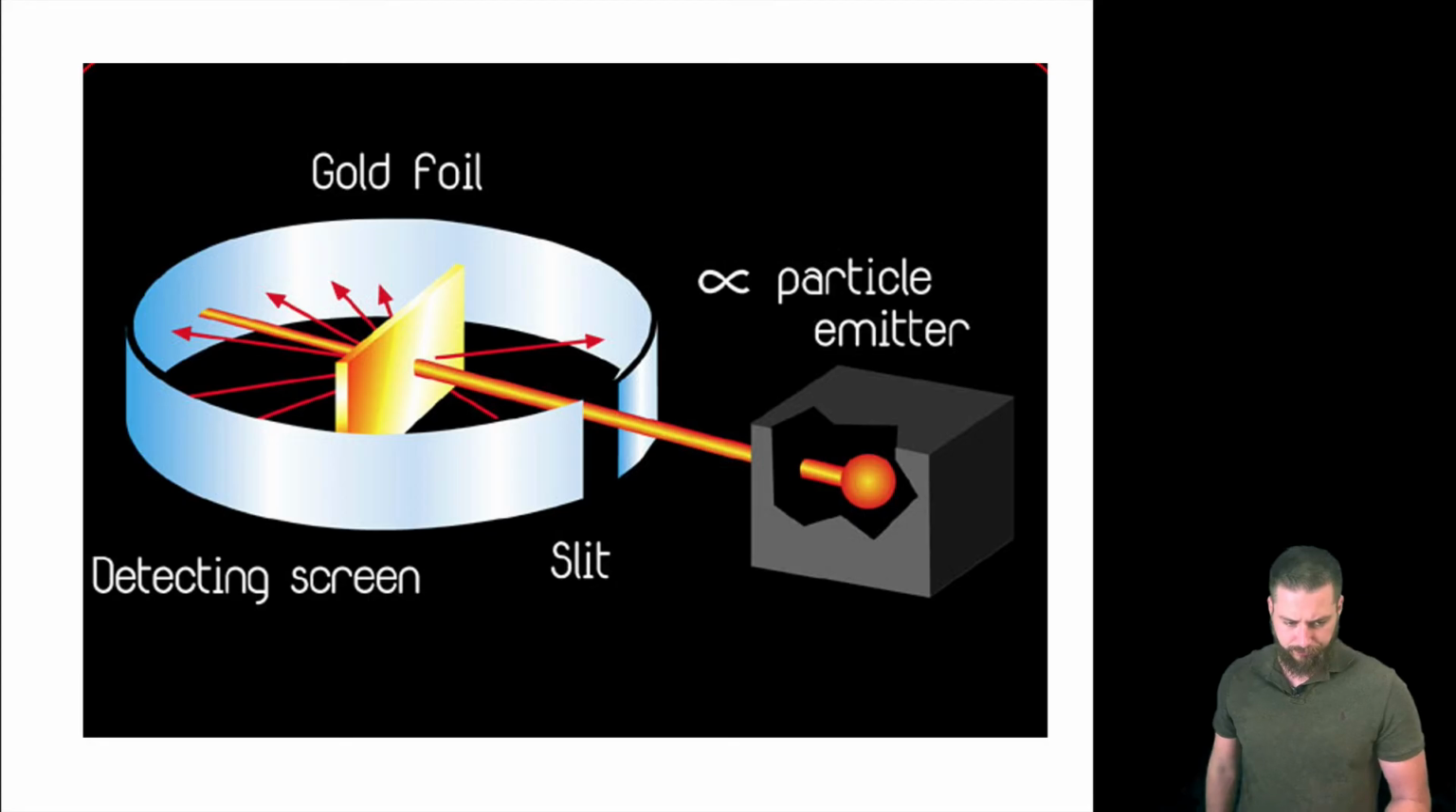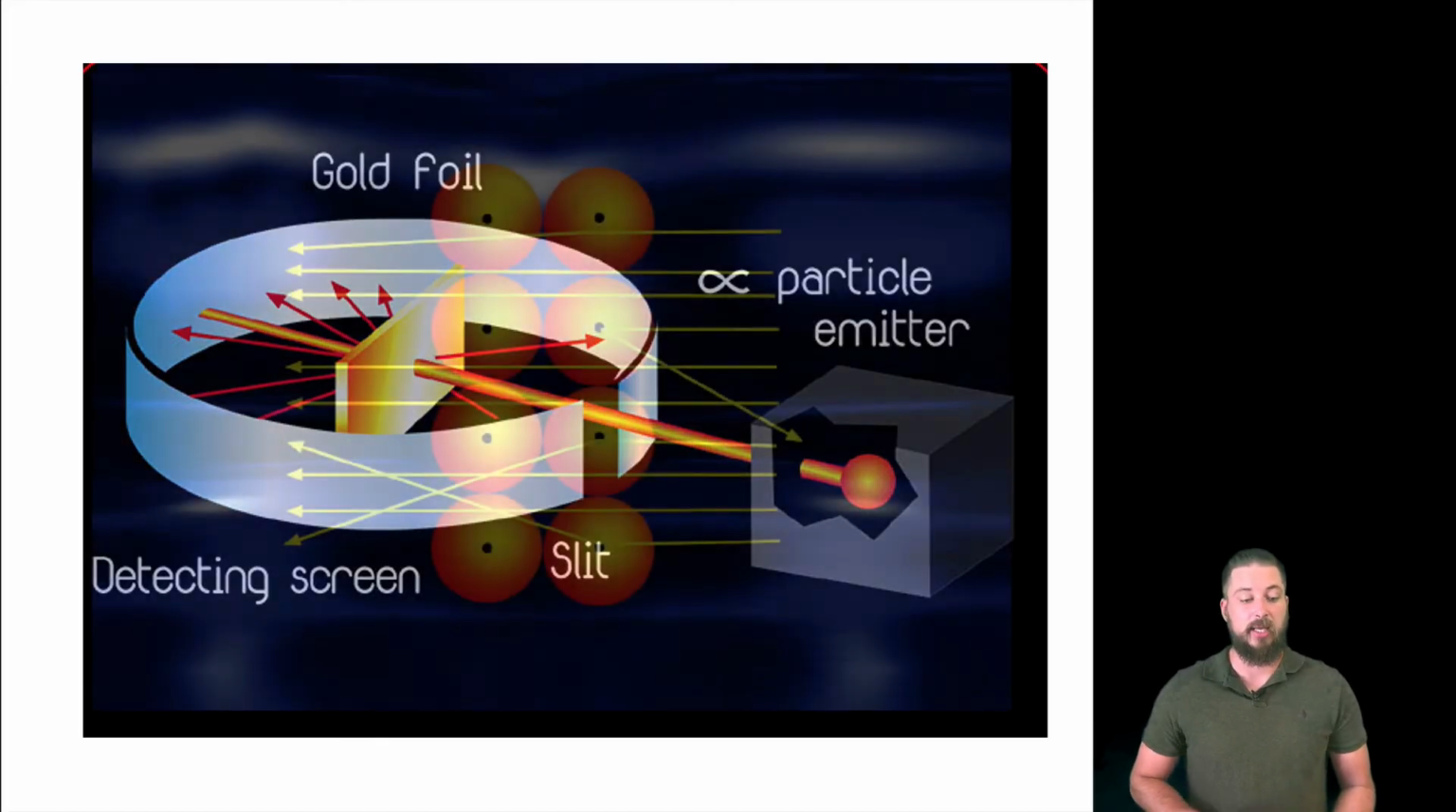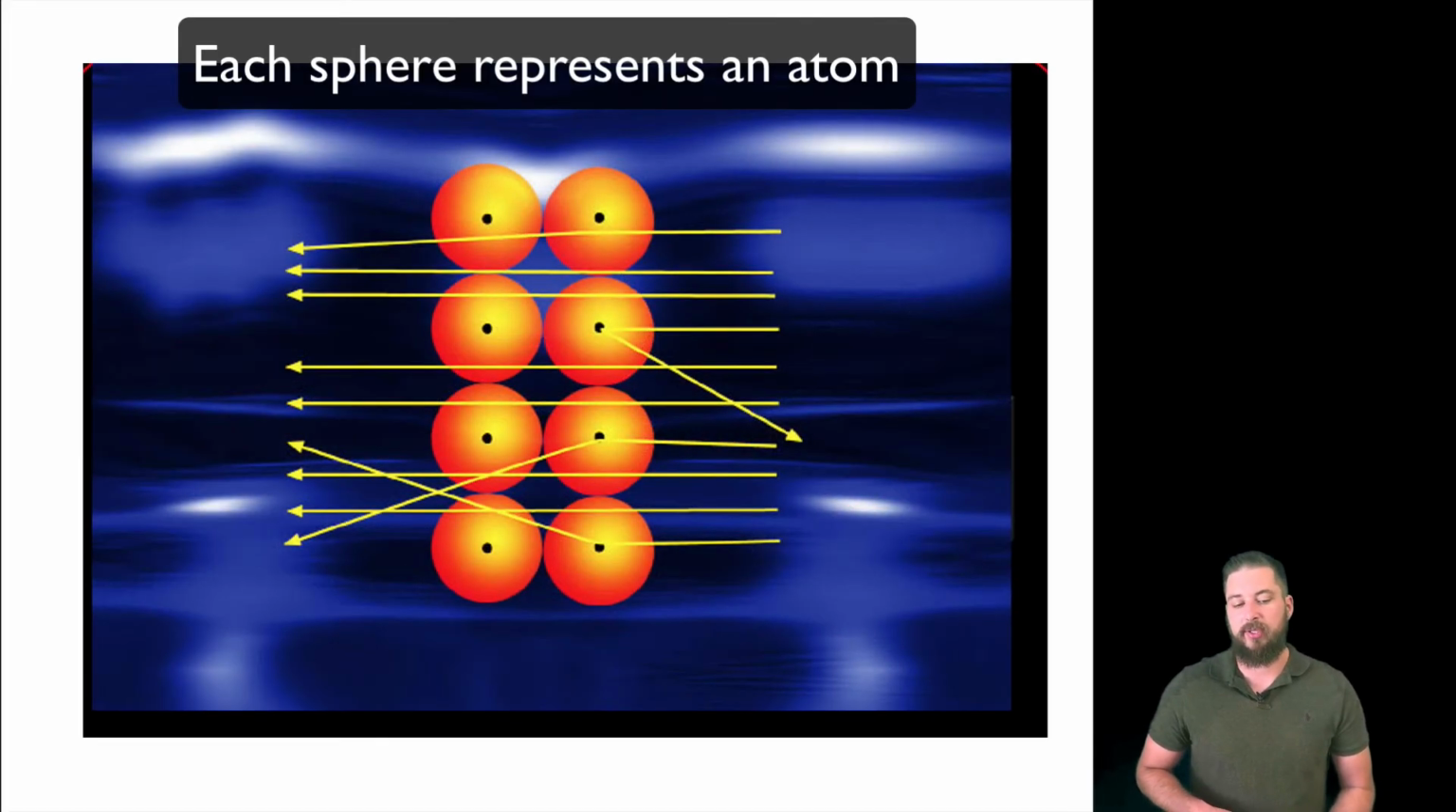This is another picture of that, so you can see that most of them went through, but occasionally some of them would bounce off or bounce back. If you take a look at this picture here, you can see how most alpha particles will go through because the atom is actually mostly empty space.